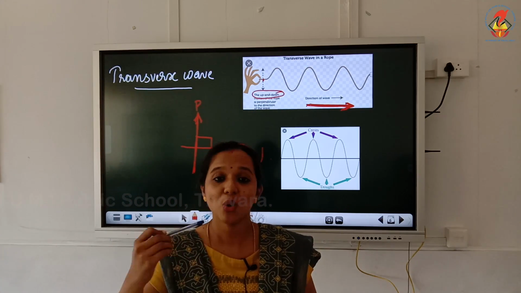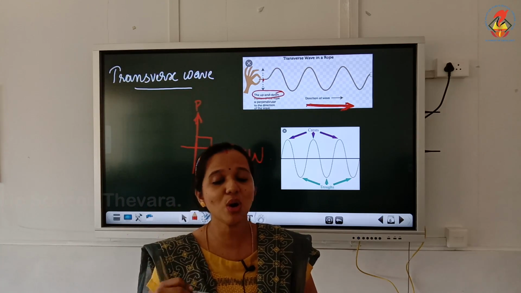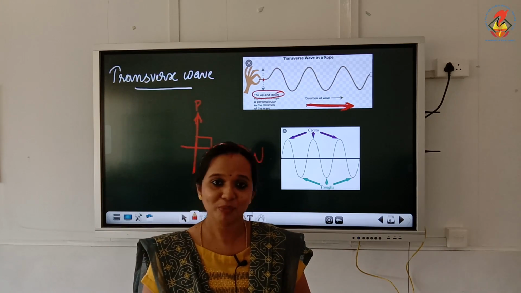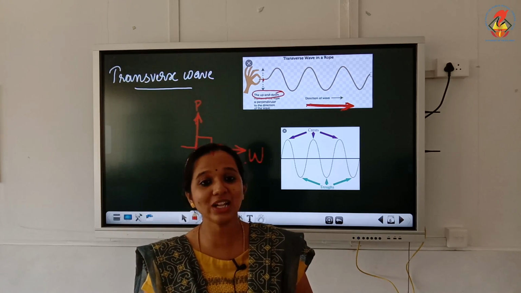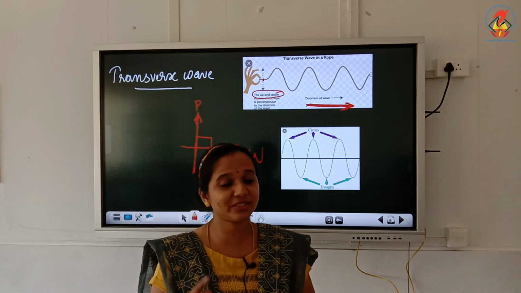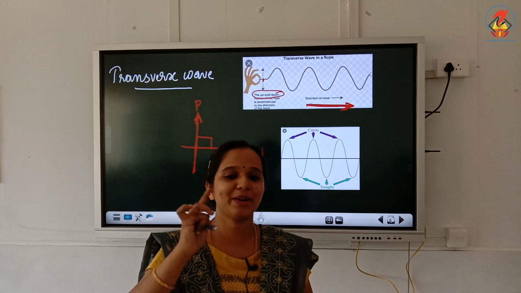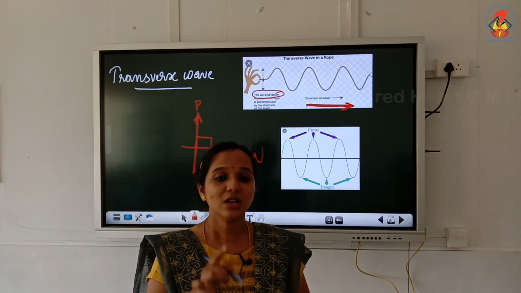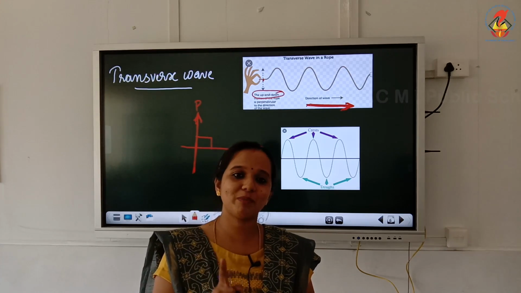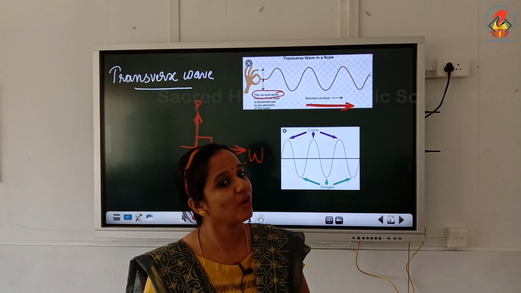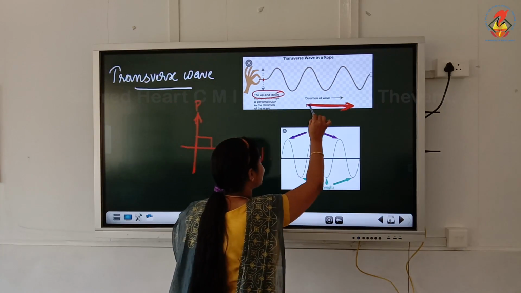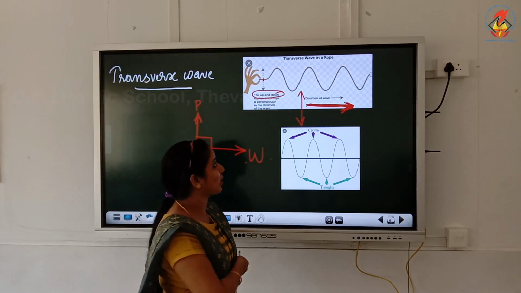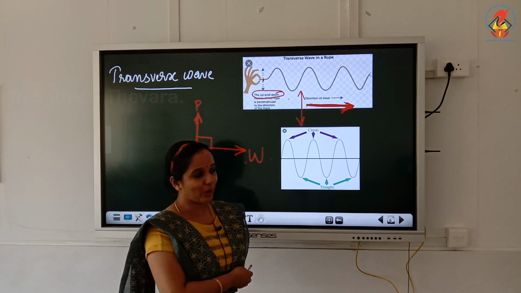They will not move with the waves. They will just move up and down in their respective position. Such kind of wave is called transverse wave. The particle will not move from one point to another. Only disturbances will be moved, and the movement of particle will be perpendicular to the direction of wave. So if wave is moving in this direction, the particle will have an up and down movement. Such waves are called transverse wave.